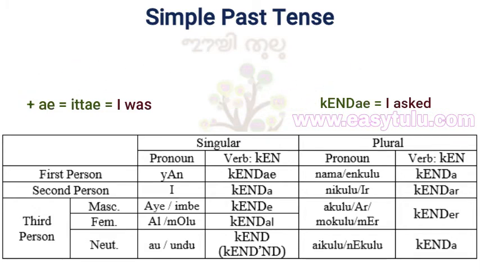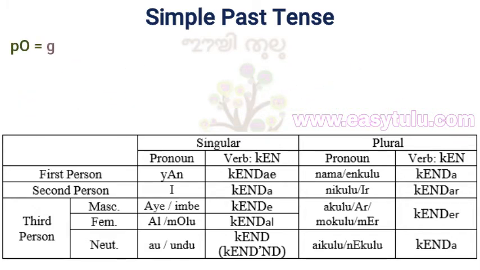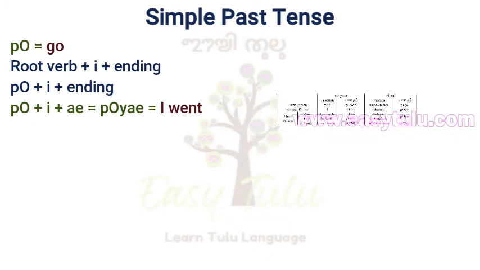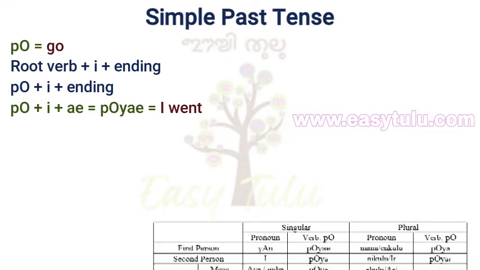Next one is po. Po means go. This is not a pu ending or nu ending verb. So we have to conjugate by adding e suffix to the root verb. Root verb plus e plus personal ending. Po plus e plus personal ending. Personal ending for yanu is a. Po plus e plus a: poya. I went.